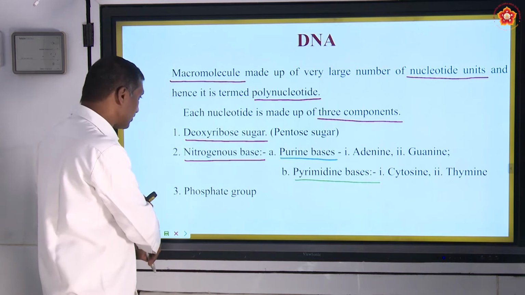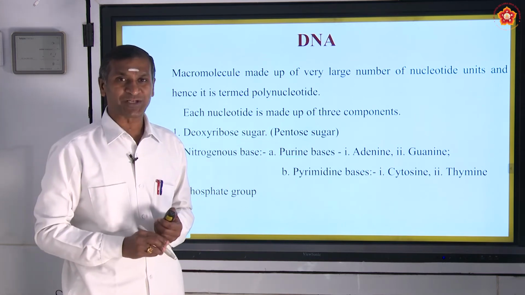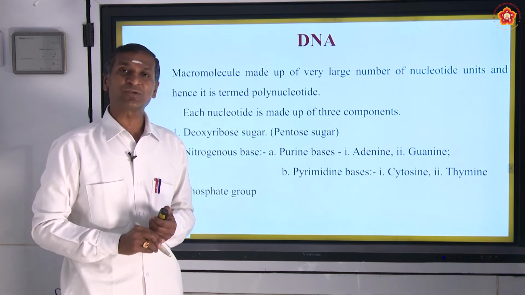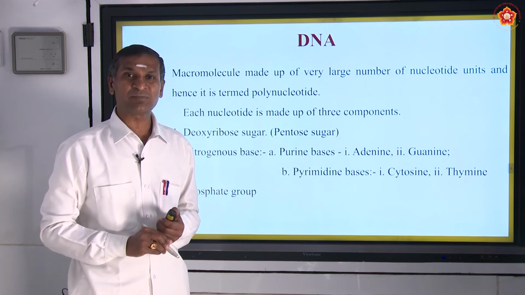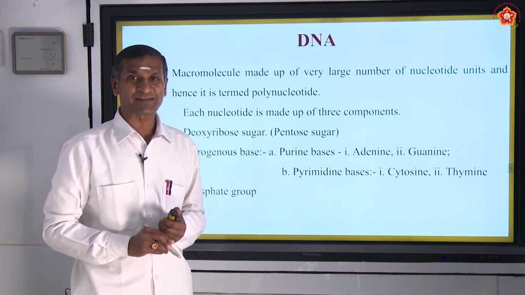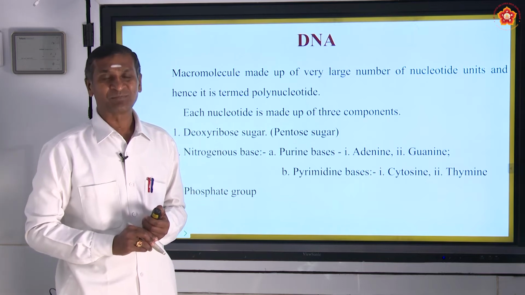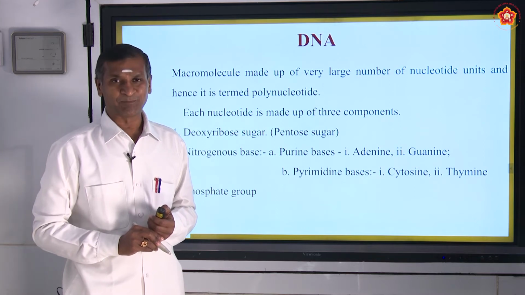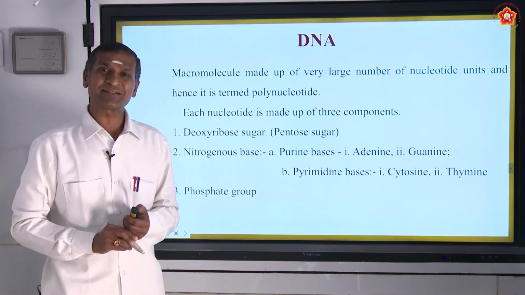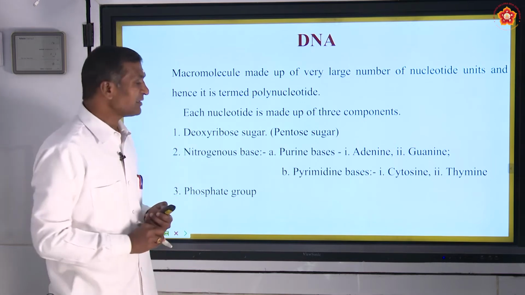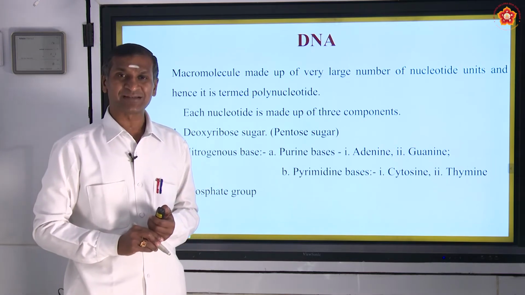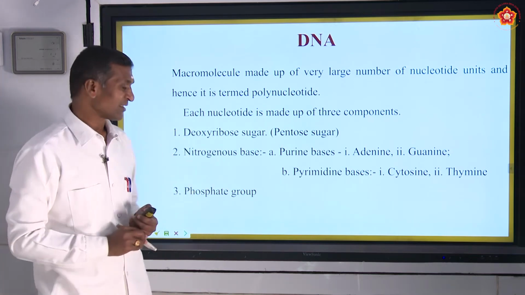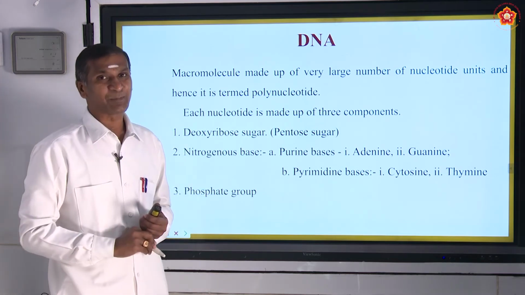So each nucleotide is made up of 3 components: pentose sugar or deoxyribose sugar, nitrogen bases, and these nitrogen bases are of 2 types: purine bases and pyrimidine bases. The purine bases, adenine, represented by capital A, guanine represented by capital G. Then the pyrimidine bases, cytosine, capital C, thymine, capital T. And the third component is the phosphate group.